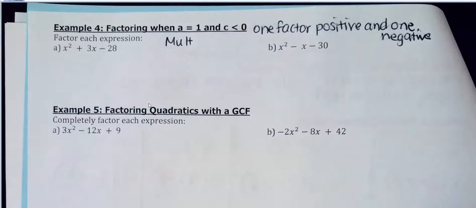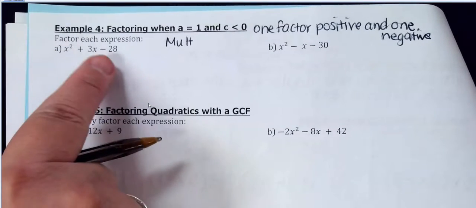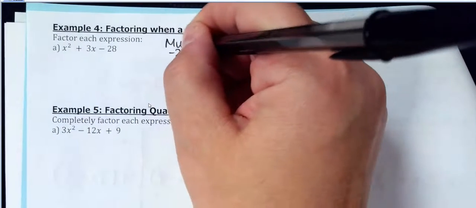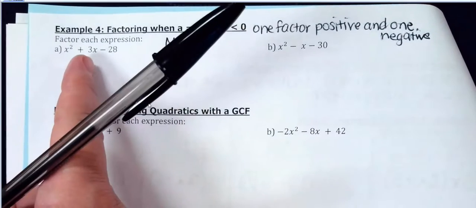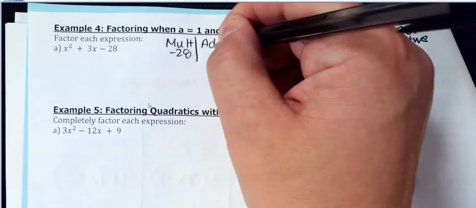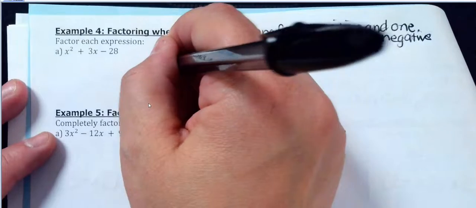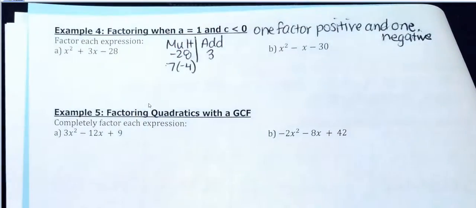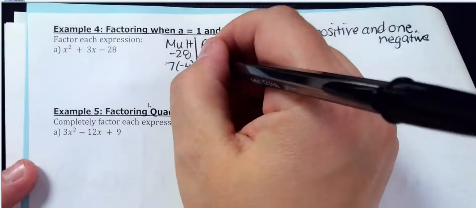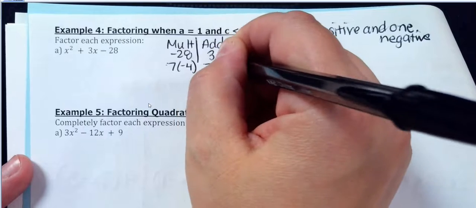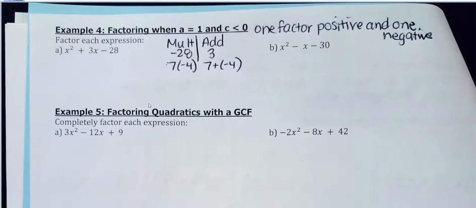Okay, so A times C, I'm multiplying A times C. For this one, it'd be 1 times negative 28. And I want to add to get the B value in the middle there, which is 3. Can you think of two numbers that, when you multiply them, give you negative 28 and add to 3? 7 and negative 4. Okay, it has to be 7 and negative 4. That multiplies to give you negative 28, but if you add 7 plus a negative 4, or 7 minus 4, that gives you the positive 3. It can't go the other way around.